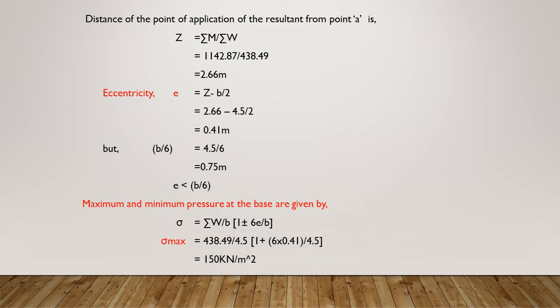Then the minimum and maximum pressure at the base are given by a simple formula. Sigma max is equal to sum of load by b, then bracket 1 plus or minus 6e by b. For sigma maximum you take the 1 plus, or otherwise for sigma minimum you take the 1 minus. So sum of load is 438.49, b is equal to 4.5, and 6 into e is 0.441 divided by b equal to 4.5. So sigma maximum is equal to 150 kilonewton per meter square.